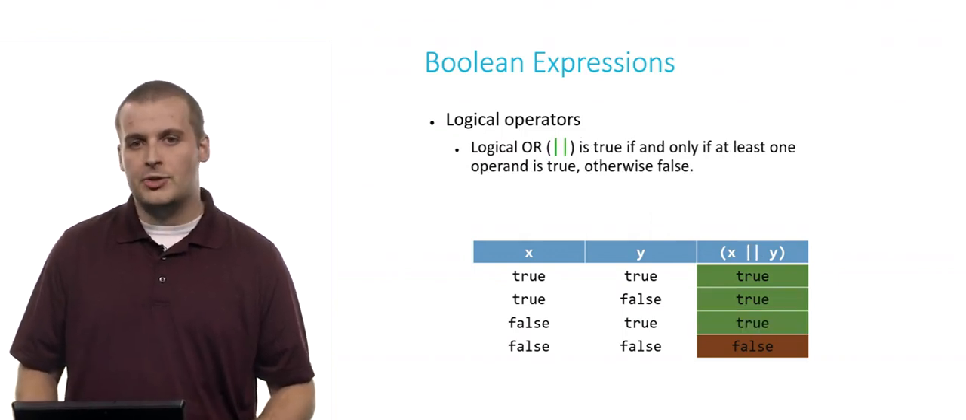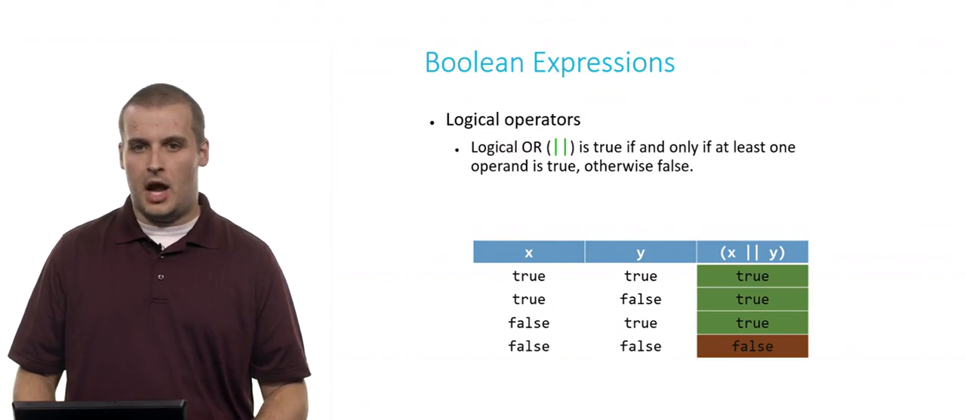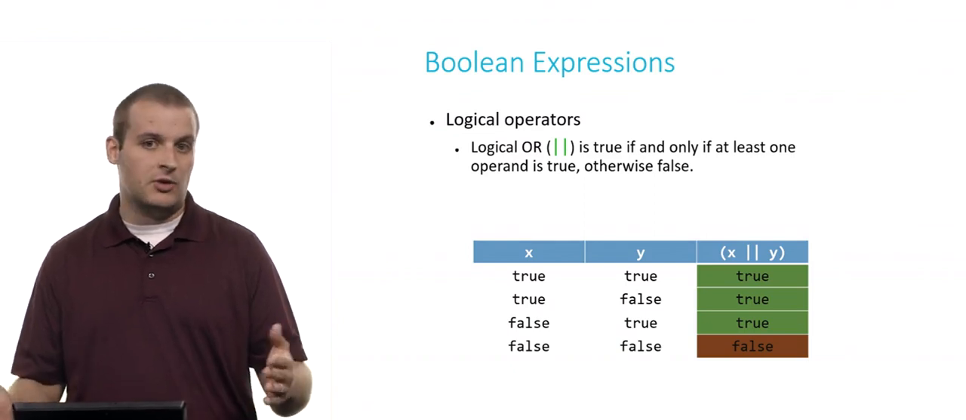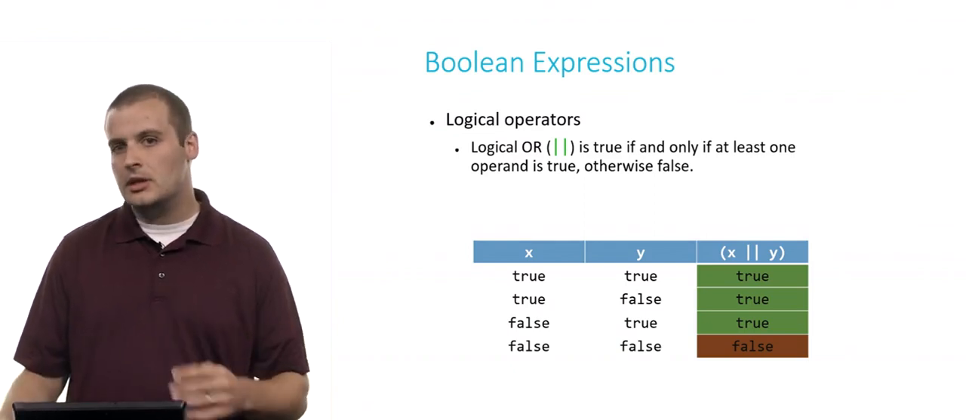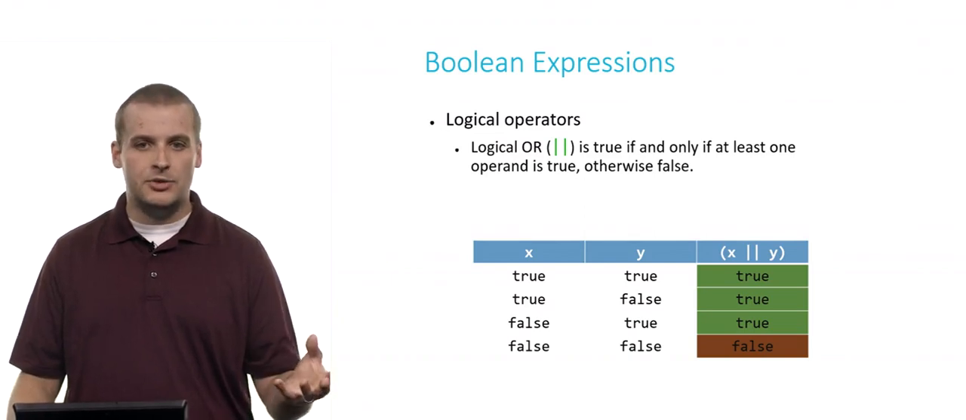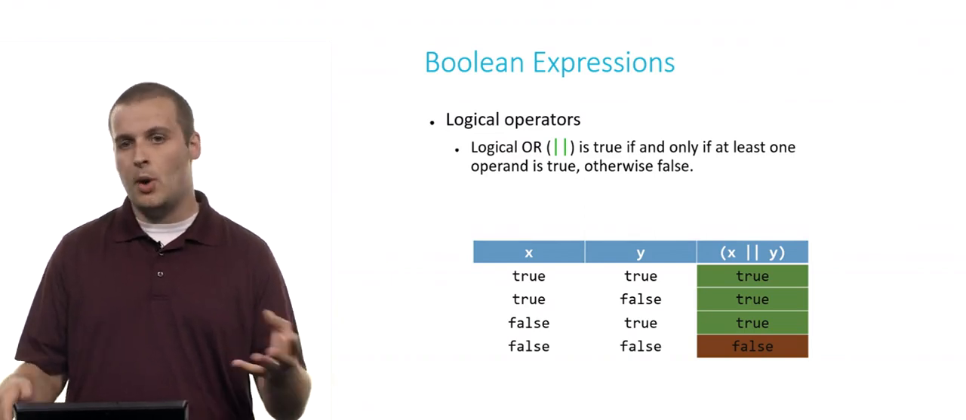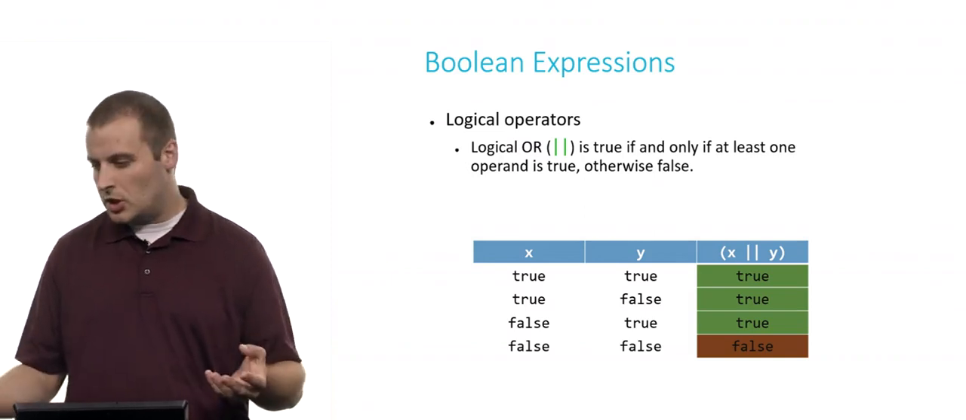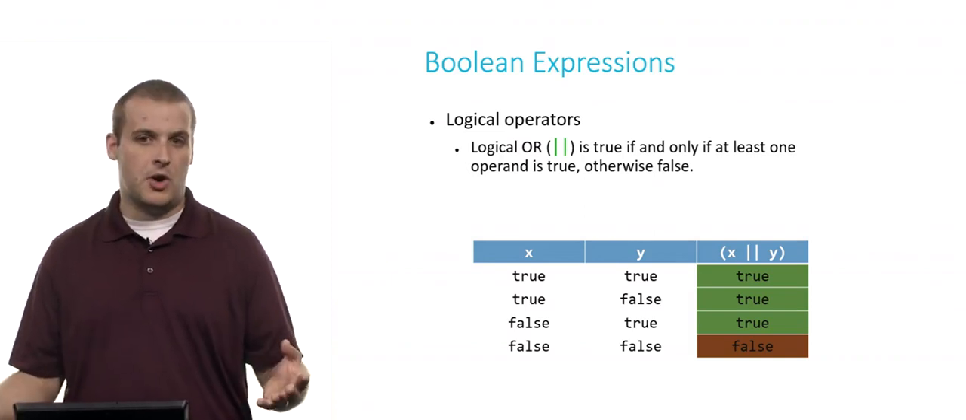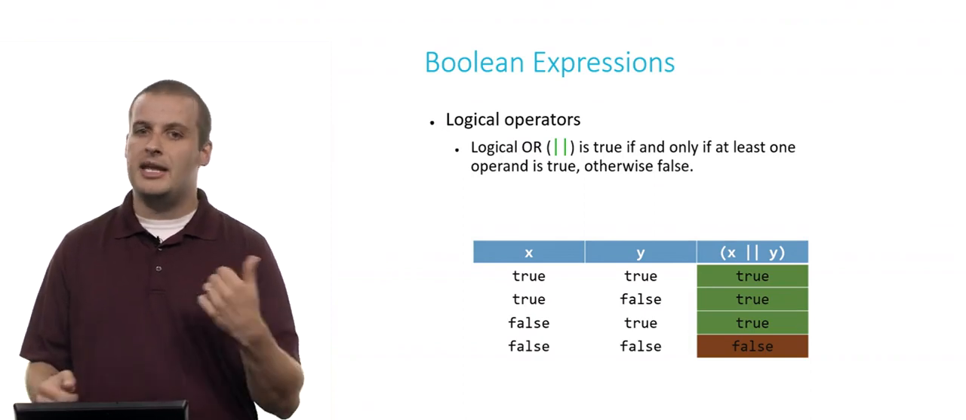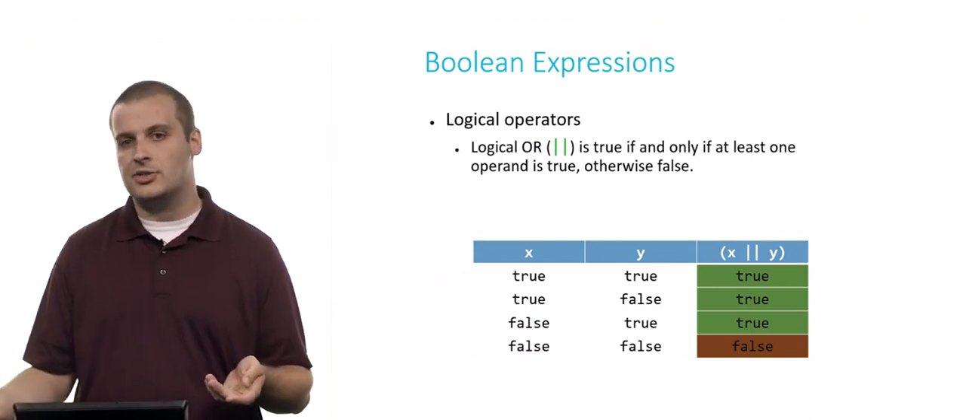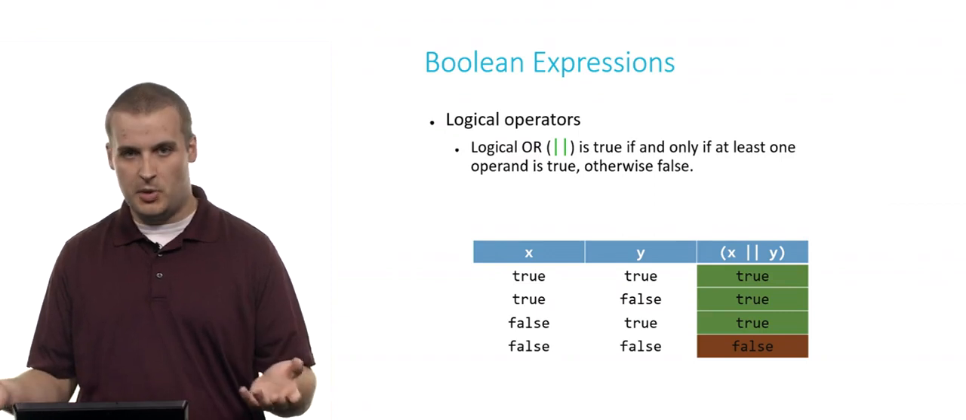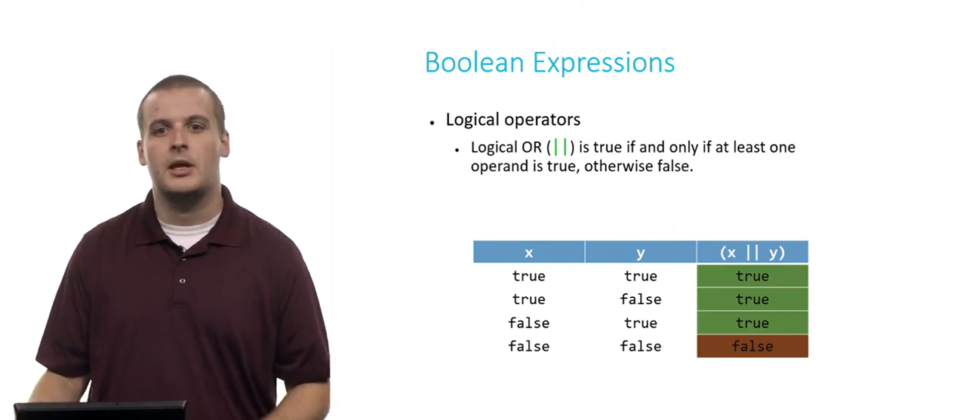Logical OR is true if and only if at least one operand is true, otherwise false. So logical AND required both x and y to be true. Logical OR requires x to be true, or y to be true, or both x and y to be true. So again, we find ourselves at a situation where we're going through our code and we've reached a fork in the road. And we want to go down a particular path if x is true or if y is true. But not necessarily if both are true, but possibly if both are true.